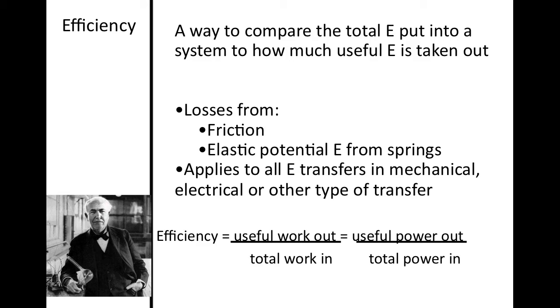Efficiency. Efficiency is a way to compare the total energy put into a system to how much useful energy is actually taken out. There are usually losses when you change from one source of energy into another, and this could come from friction, which produces heat, and that could be a waste product. It could be elastic potential energy from springs. This applies to all energy transfers in any mechanical, electrical, or other type of transfer.